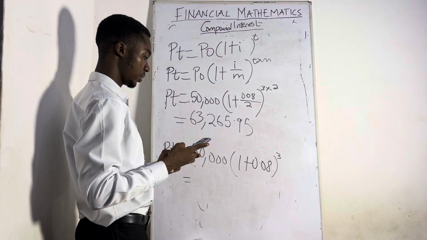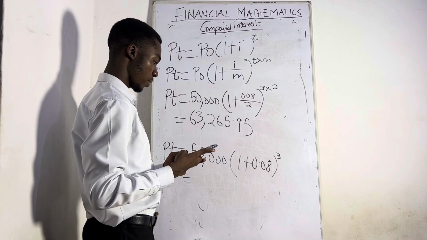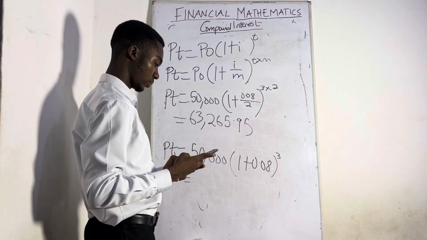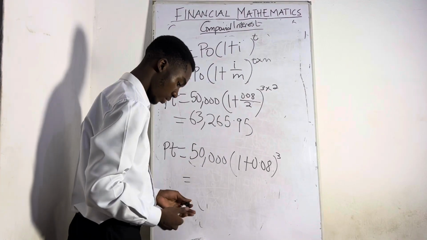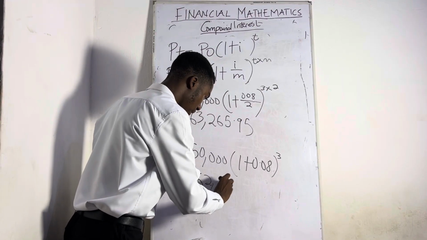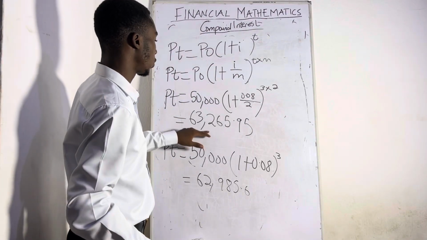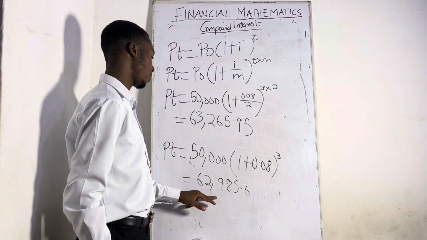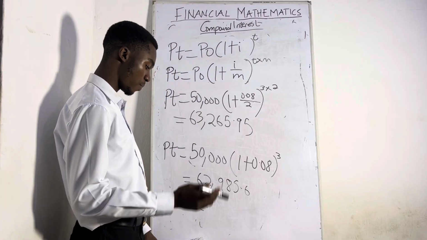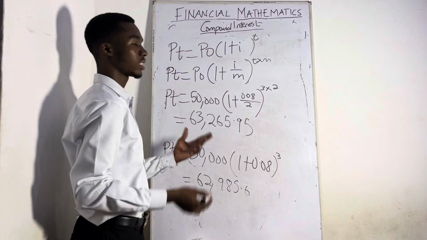So 50,000 times into brackets 1 plus 0.08 exponent 3. So you are getting 62,985.6. You get it? So this was when it was compounded semi-annually, and this was when it was compounded annually. And the question says you should compare the return on the investment when it is compounded annually and semi-annually. So if this is semi-annually and this is compounded annually, we just calculate which one is more.